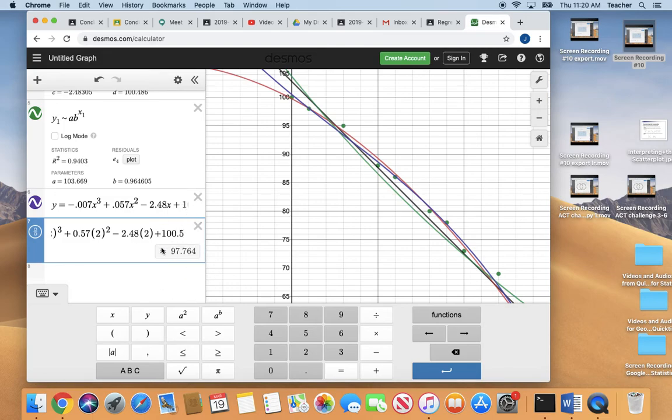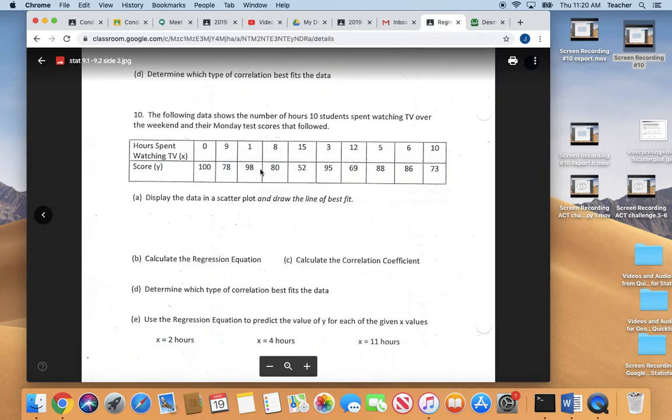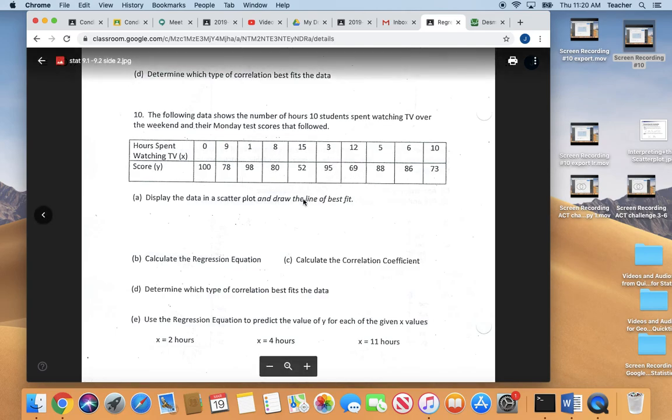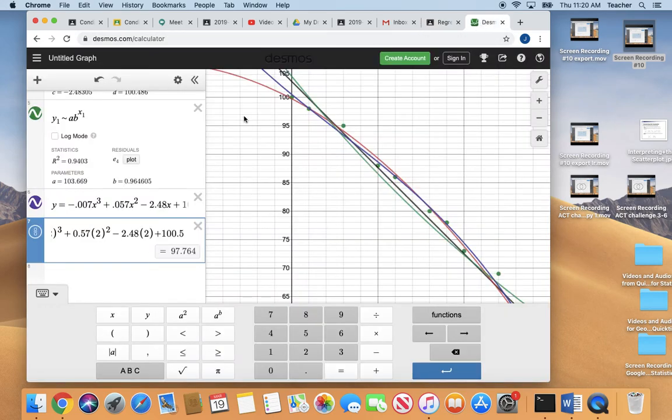So the prediction is that if I watch TV for 2 hours, I will get about a 97.764 on the test. That should make sense because when you go back and look at your data, at 1 hour the person got a 98, and at 3 hours they got a 95. So if I were predicting for 2 hours, my answer should be somewhere between those two. All right, so hopefully that helps you as you try and complete the assignment for today. Thank you.